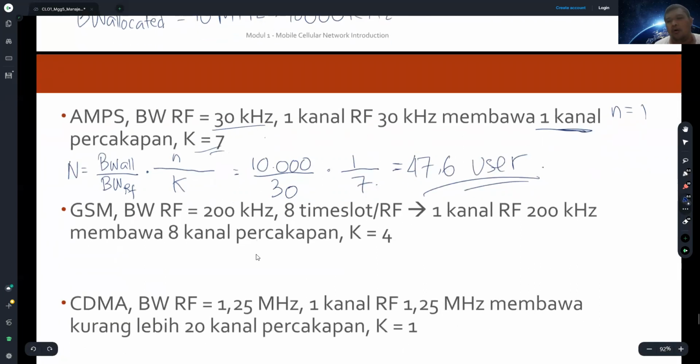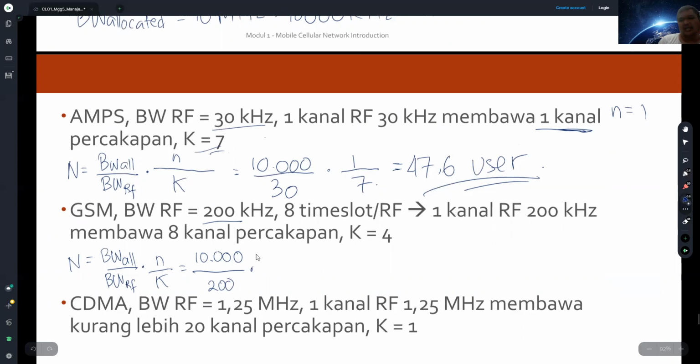Now, how about if we are using GSM technology? We could calculate the same using the same formula: bandwidth allocated divided by the bandwidth RF, times n divided by K. The bandwidth allocated will be the same. It's 10,000 divided by 200, right? Bandwidth RF is 200 kilohertz.